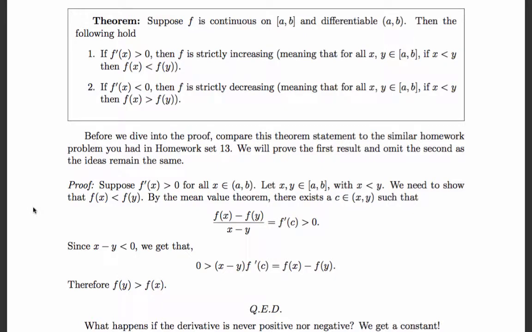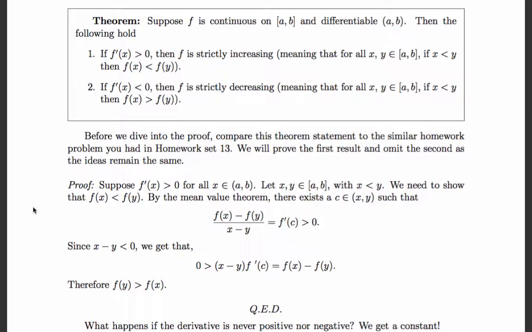Now, same hypothesis. Suppose f is continuous on the interior and differentiable, then the following hold. If the derivative is strictly positive, then f is strictly increasing. And if the derivative is strictly negative, then f is strictly decreasing. Now, this result may look very familiar to you.